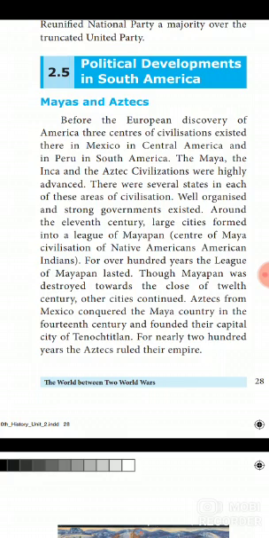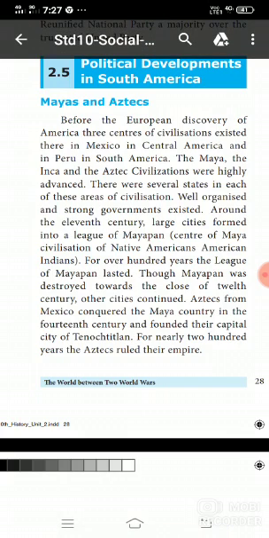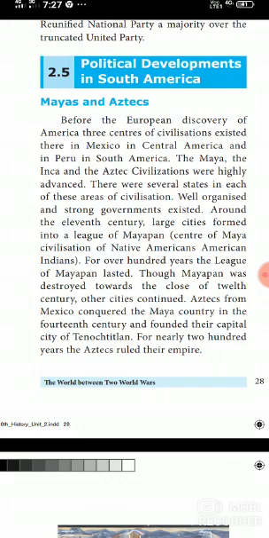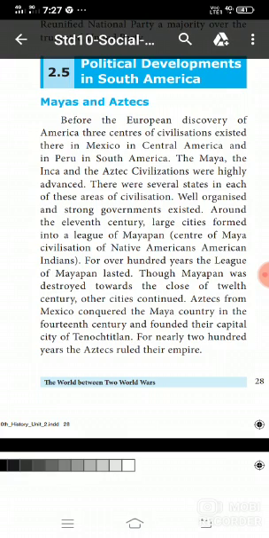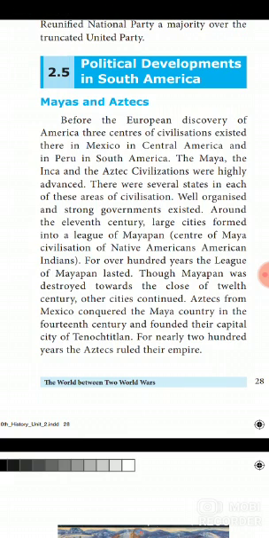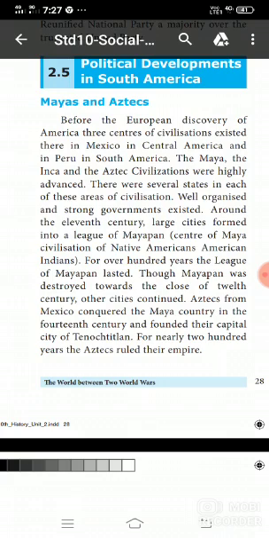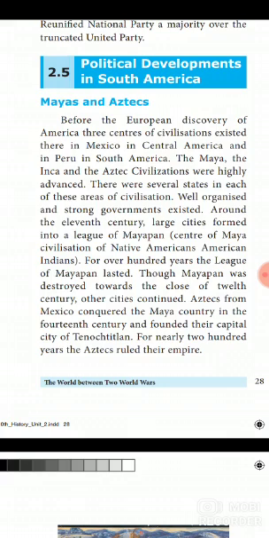Okay, next one: Aztecs from Mexico conquered the Maya country in the 14th century and founded their capital city Tenochtitlan. Already you know that Maya, Inca, and Aztecs were highly advanced civilizations. The Aztecs captured the Maya country in the 14th century and established their capital. This capital's name is Tenochtitlan.